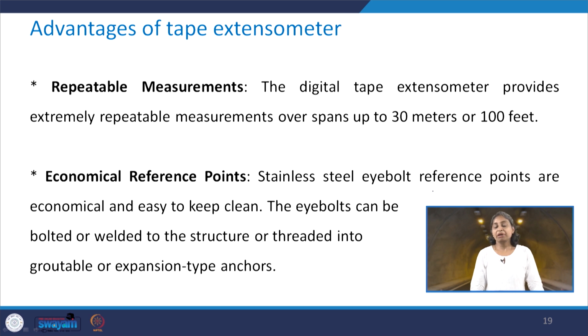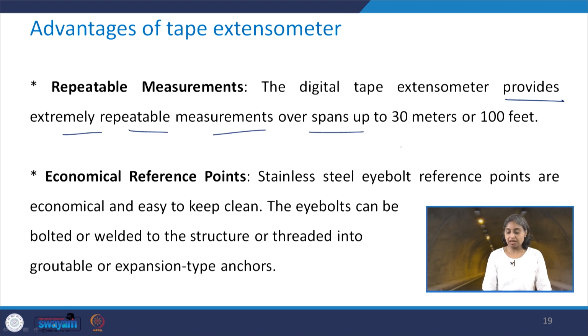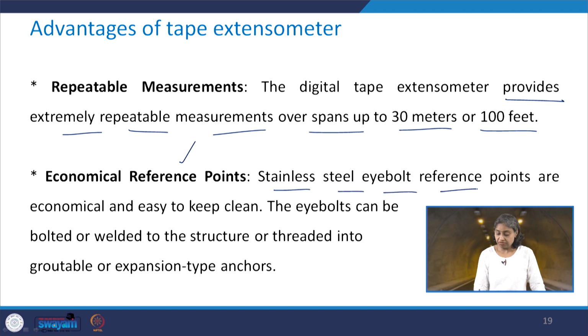The advantage of the tape extensometer is that we can have repeated measurements. It provides extremely repeatable measurements over spans up to 30 meters or 100 feet. While having the reference points, it is always economical to make these reference points. So stainless steel eye bolt reference points are economical and they are easy to keep clean. Why are we saying easy to keep clean? It means that when the tunneling operation is happening, a lot of dust and water may be there. So it is important for us to have clean reference points, and it is easy with the tape extensometer.